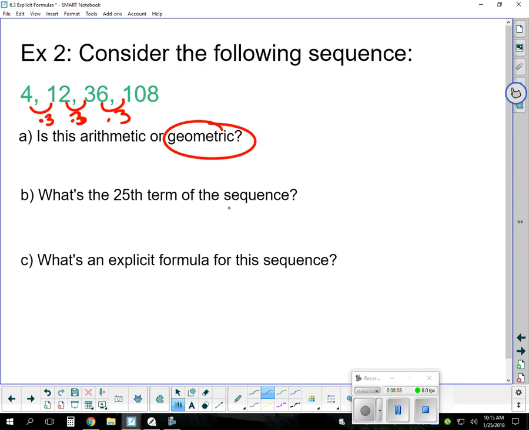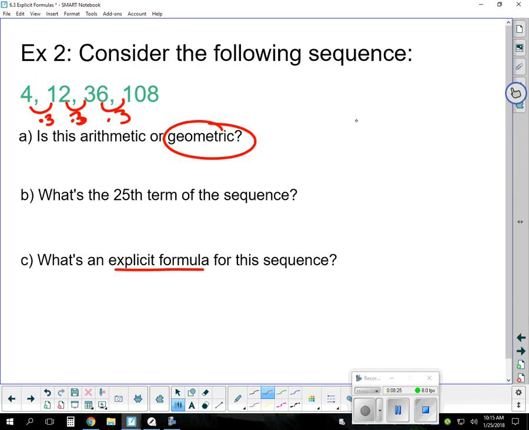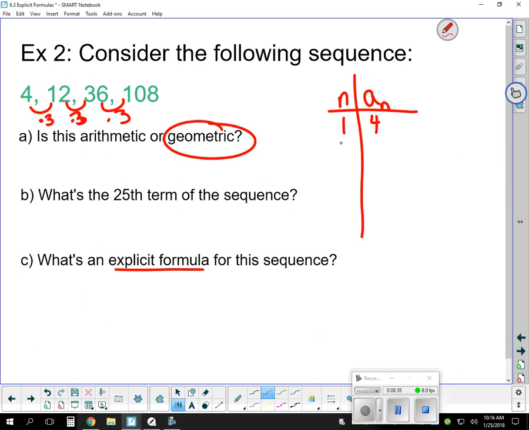What's the 25th term? Okay, so certainly we could hit times 3 times 3 times 3 times 3 until we get to the 25th term, or we can look for an explicit formula. Now keep in mind, the formula I gave you back here is arithmetic only. So let's see if we can come up with a geometric one. So let's make another t-chart. N is 1, the first term is 4. N is 2, the second term gives you 12. Third term, 36. And the fourth term, 108.